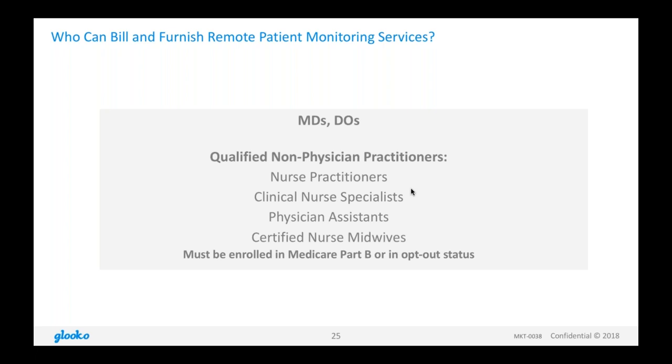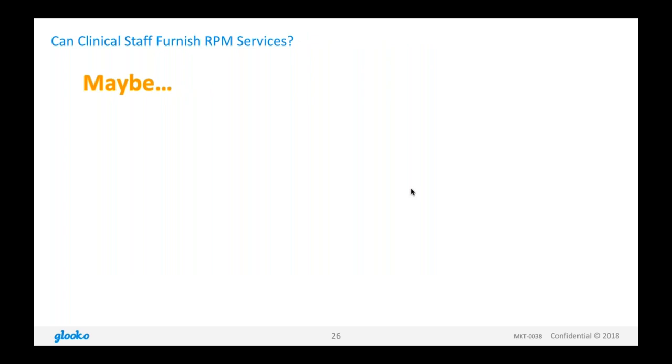So if Dr. Miller, MD, is doing what we call concierge medicine, and he is not enrolled in Part B, and he has not officially enrolled in an opt-out status, he's in neither one of these statuses, then he cannot bill for remote patient monitoring. Now, the question we get asked all the time is, can clinical staff, say the RN or the diabetes educator working for Dr. Miller, furnish RPM services and then allow Dr. Miller to bill? The answer is maybe.